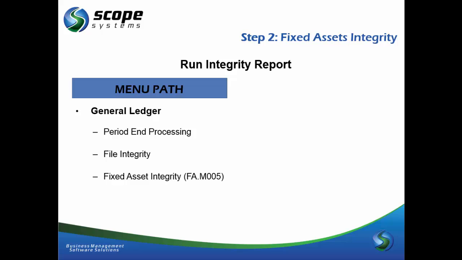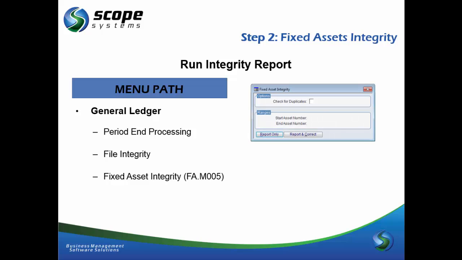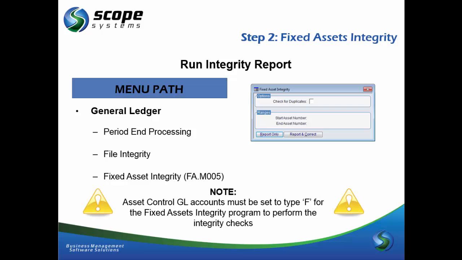Step 2. Fixed assets integrity. The menu path would be period end processing, file integrity, and fixed asset integrity. Run as reporting correct, and please correct all errors. Please note that the asset control GL accounts must be set to type F as previously mentioned for the fixed asset integrity program to perform integrity checks. If it's flagged as A, there will be no system checking and you'll never receive an error.